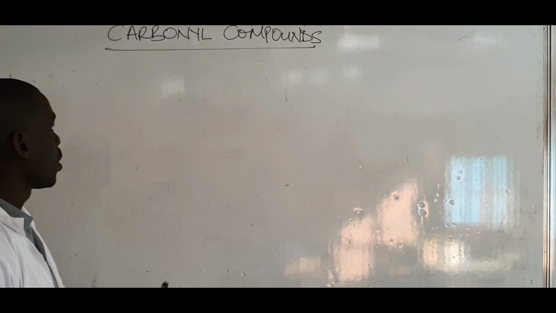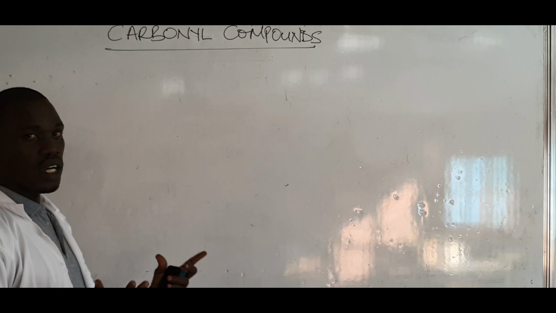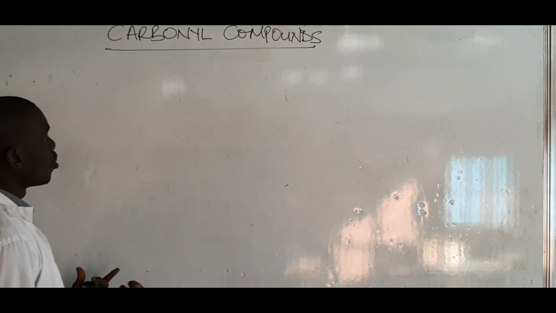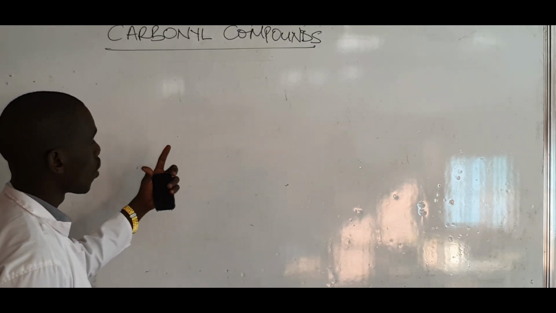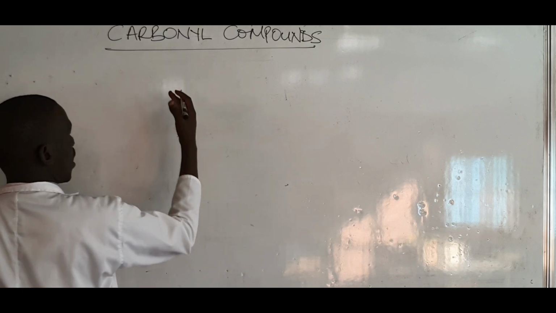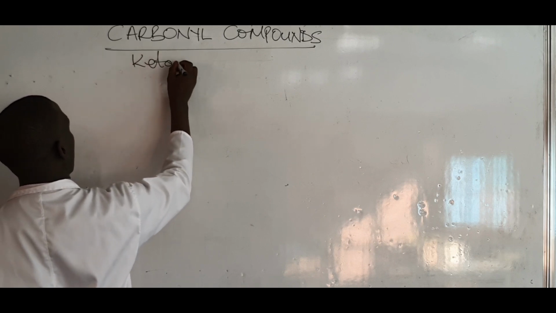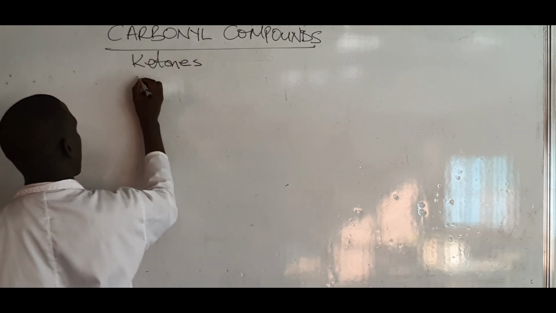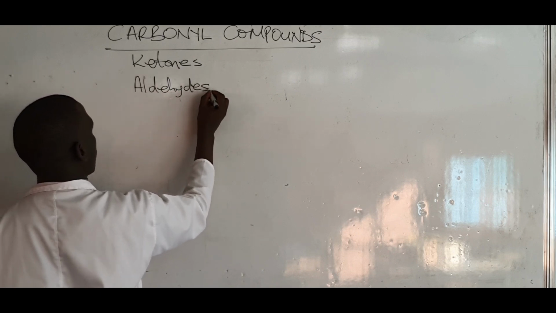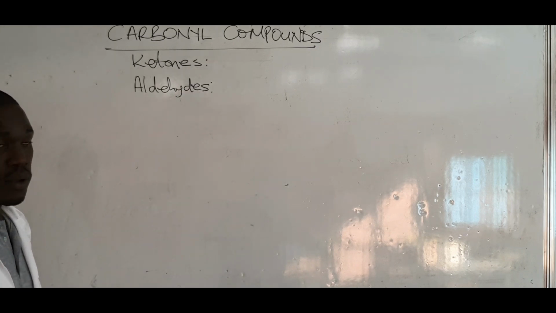Today we are looking at carbonyl compounds. So, what are carbonyl compounds? Carbonyl compounds are groups of organic compounds rich in functional groups. We have them divided into ketones, and then we have what we call the aldehydes. So these ones are the classifications of carbonyl compounds.